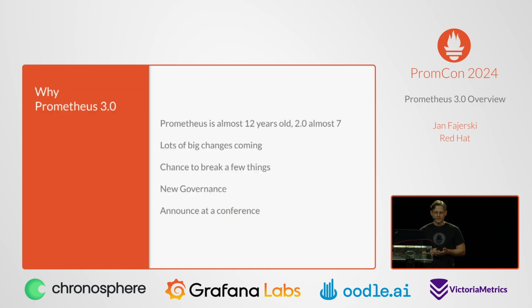A couple more words on why 3.0. We could have just gone with the 2.x releases. Prometheus is a mature software, right? A grown-up software. It's been around for 12 years, almost. It'll be end of November, I think. And 2.0 has been around for almost 7 years now. So some people would say it was just time for a major release. Maybe you agree. There's a lot of big features in the work, big changes coming, so it's always nice to bump the major version to highlight that.